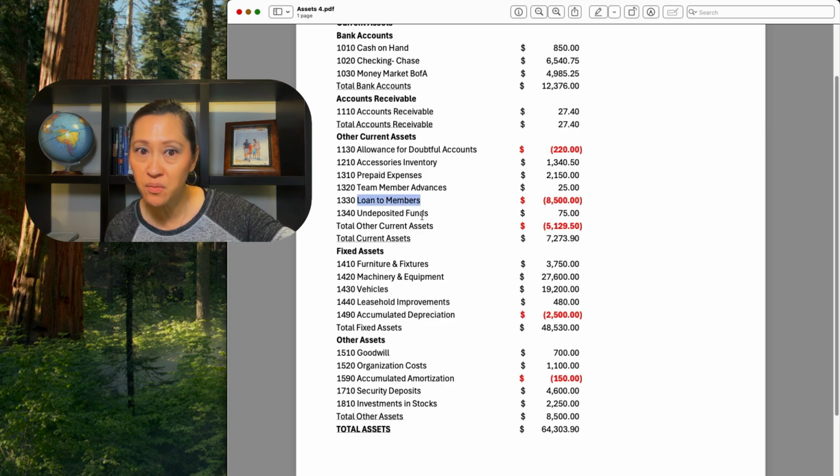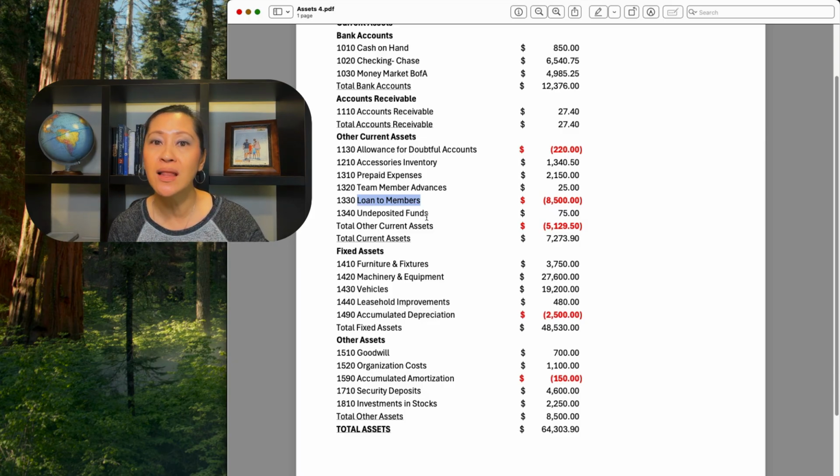Remember, loan to members is an asset because it represents money owed to us. Loan from members is a liability because we owe them money. If a loan account is showing as negative, it's probably been posted to the wrong type of account. In this case, a loan from members might be mistakenly classified as an asset. This needs to be corrected by moving it to a liability account. So always investigate unusual negatives. They often indicate misclassified accounts or incorrect debits and credits.